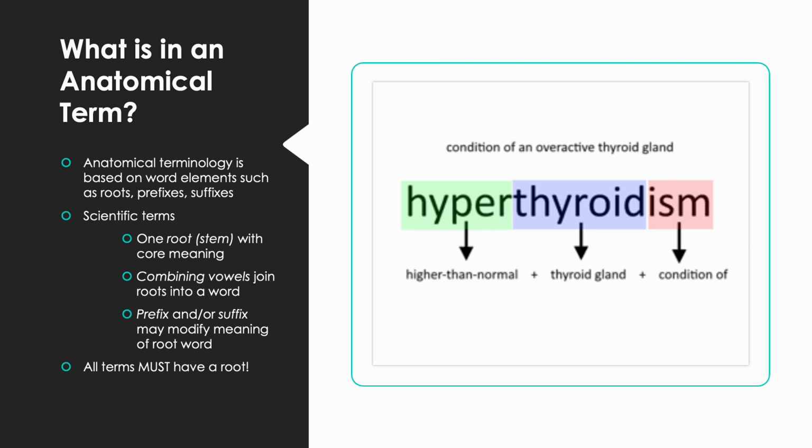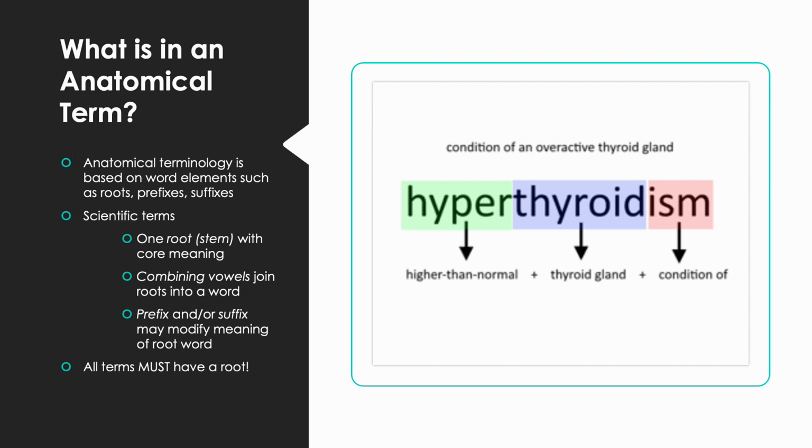So for instance, we have hyperthyroidism. Okay, hyper is a prefix, it comes before. Thyroid is the root, and ism is the suffix because it comes after. The root word is always going to give you the location of the body part or the system that this is dealing with. In this case, it is thyroid. It's having to do with the thyroid gland. So this is a whole term put together of prefix, root word, and suffix.